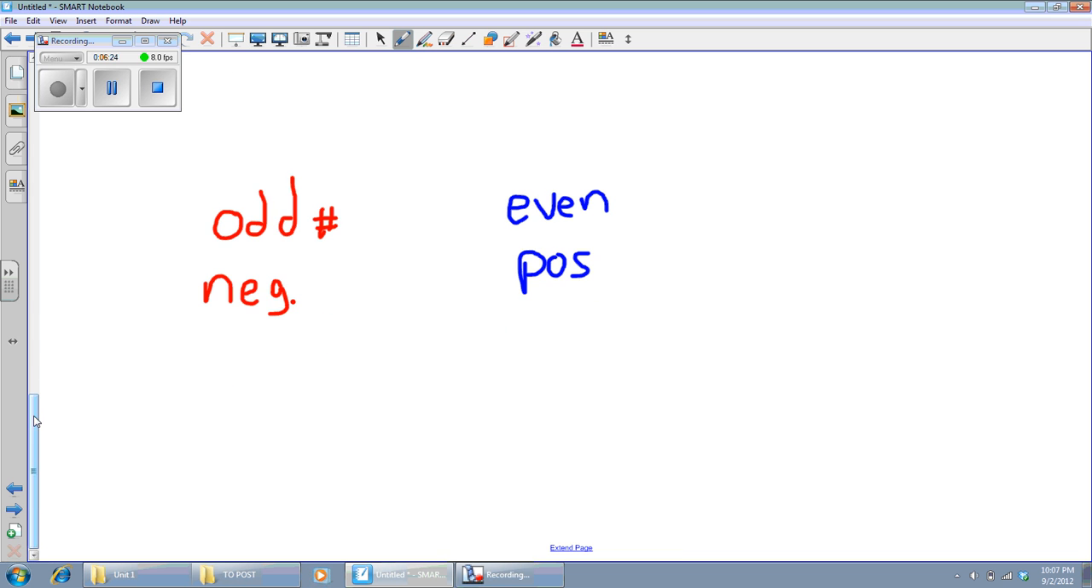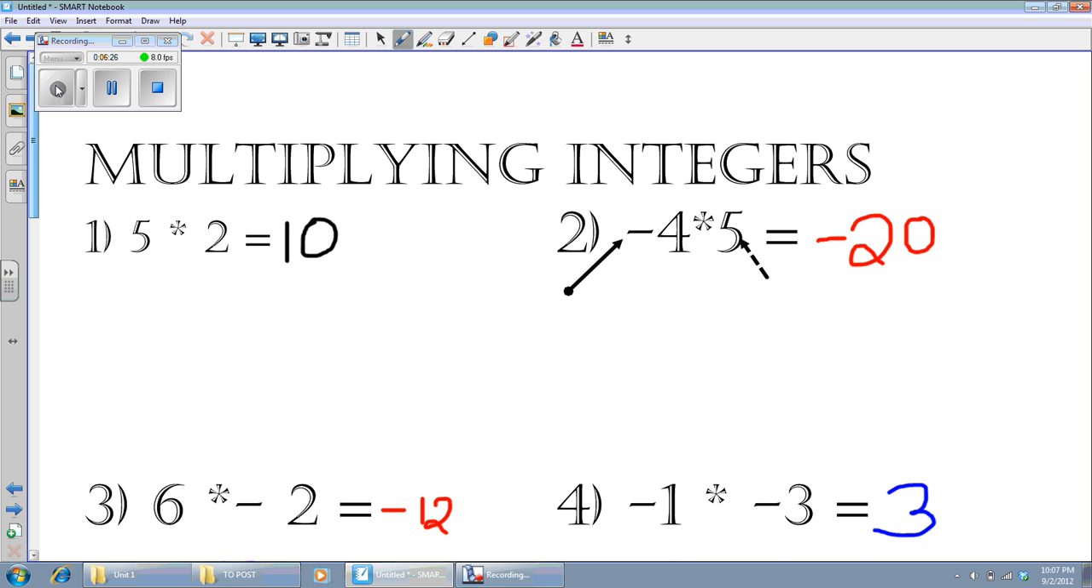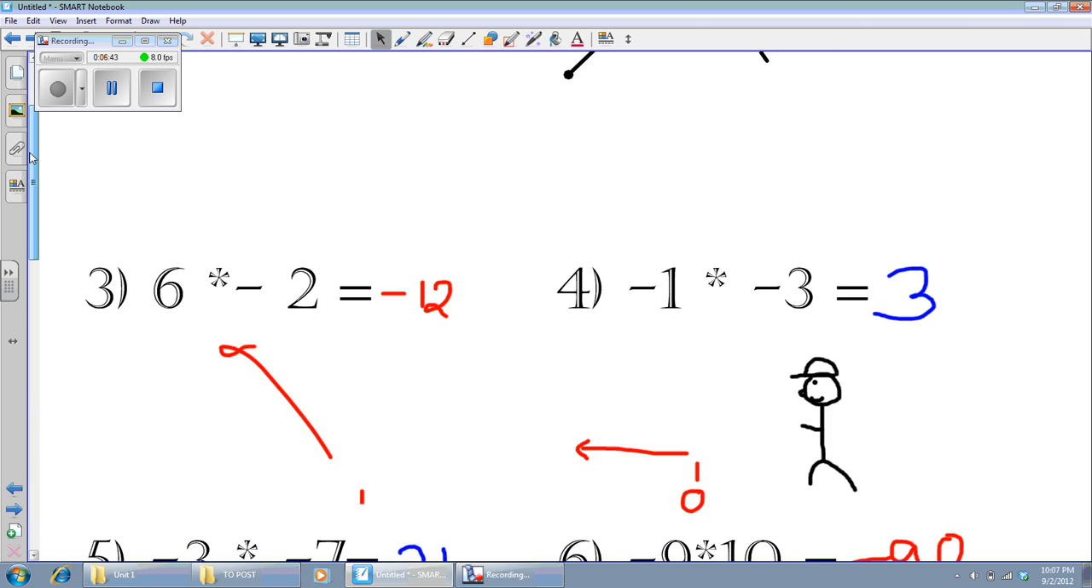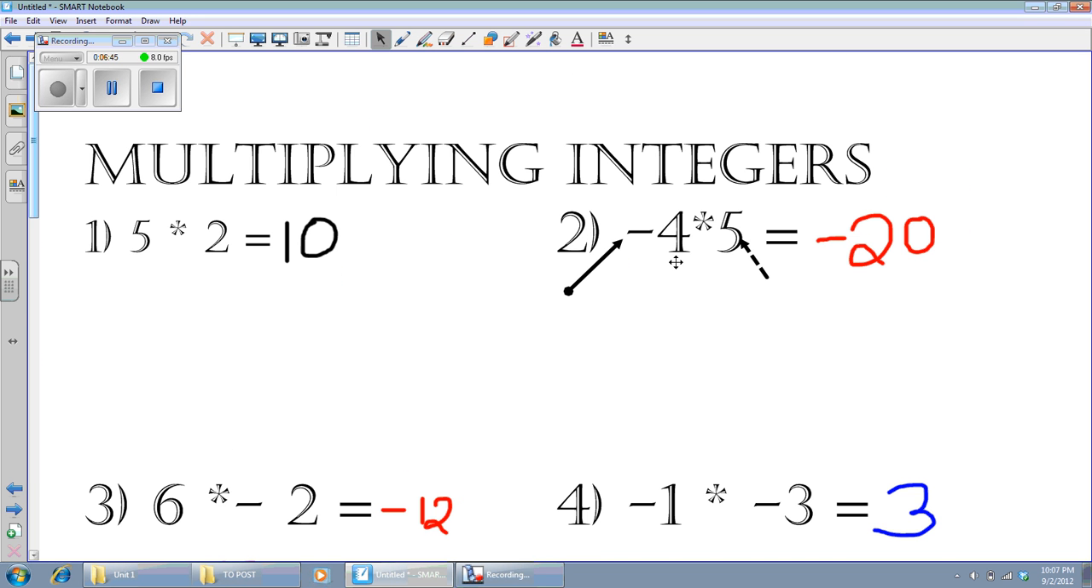Okay, let's take number 1. I'm going to read it out loud. 5 times 2. How many times did I say the word negative? I didn't. I said it 0 times. 0 is an even number. Even numbers mean positive answers. Even number of negatives, positive answers. Okay. Number 2, negative 4 times 5. I said the word negative once. That's an odd number. The odd number of negatives gives me a negative answer.